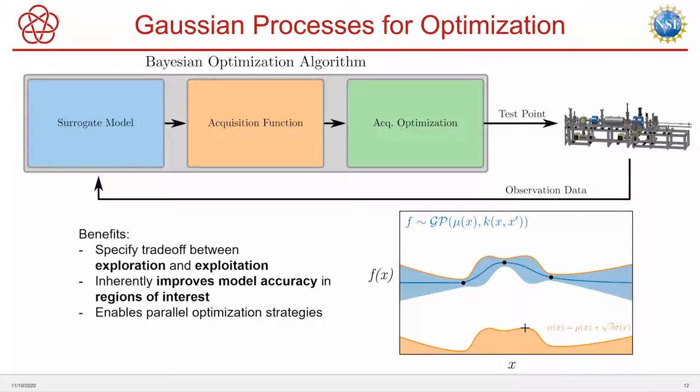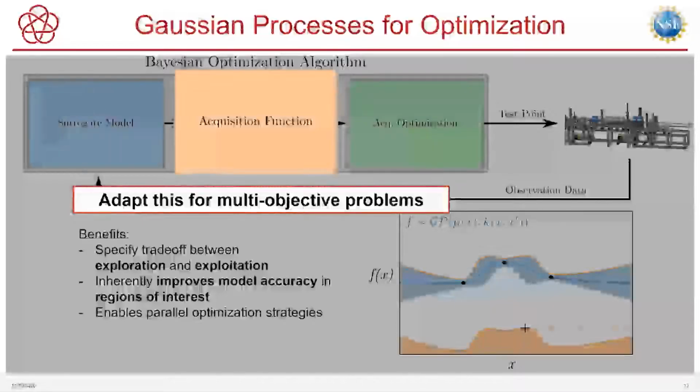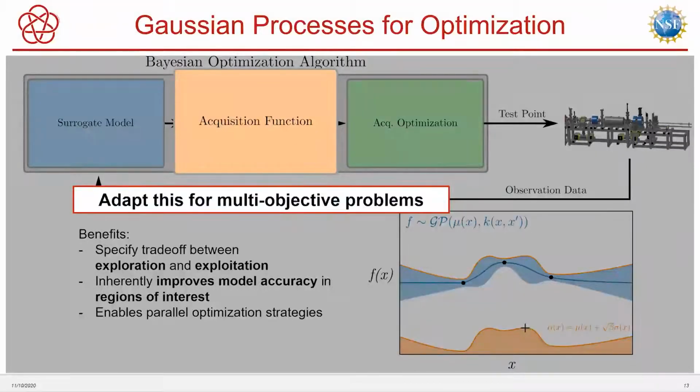It also inherently, in the sampling process, improves the model accuracy in the regions of interest, namely where our surrogate model expects to be at a local maxima. Now the question is, how do we adapt this for multi-objective problems?